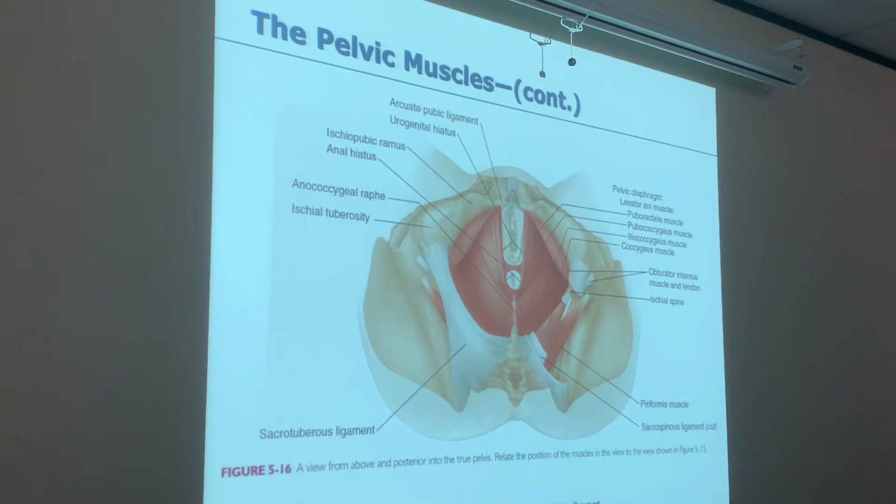Then turn on it. If you're in sagittal, turn transverse. If you're in transverse, turn sagittal. If it's striated, it's a muscle, and it will be the piriformis muscle.